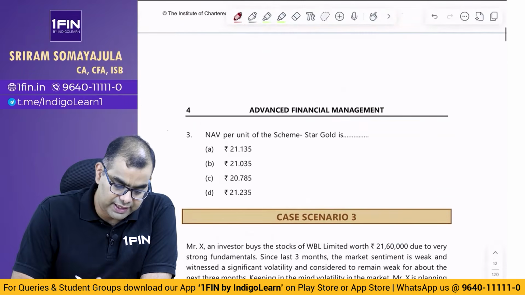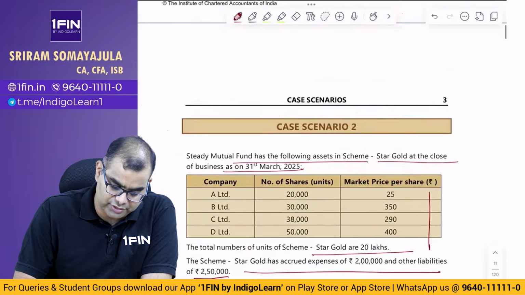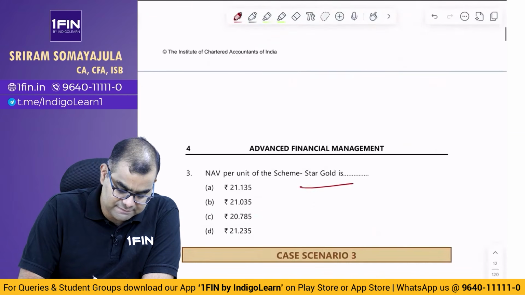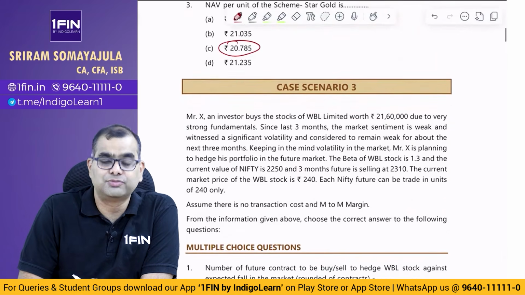Then NAV per unit. NAV is based on net value. So 415.7 divided by how many units does it have? By 20 lakhs. That gives 20.785. Answer is 20.75. Very simple. We'll move forward. Let us move to the next one.